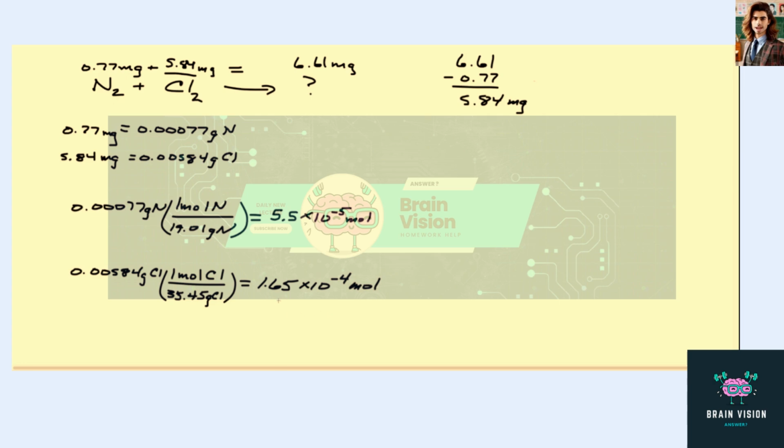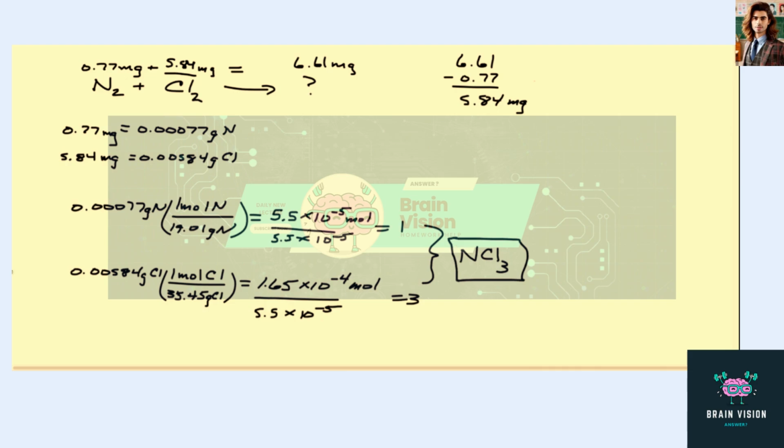Now remember, when we do empirical formula problems, we now divide each one by the lowest number. The lowest number here being 5.5 times 10 to the minus 5. So if we divide that one by itself, we get 1. And if we divide the chlorine by that number, we get 3. So that means that the empirical formula is NCl3. So nitrogen trichloride is our substance here.